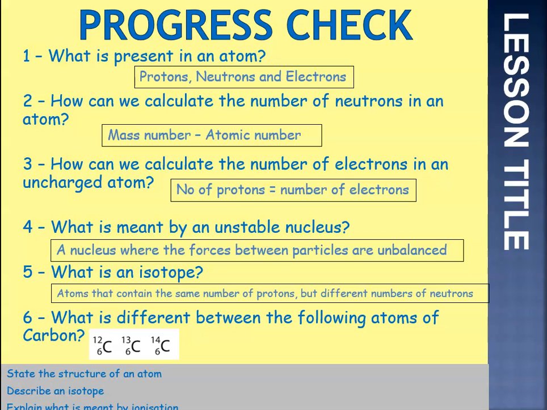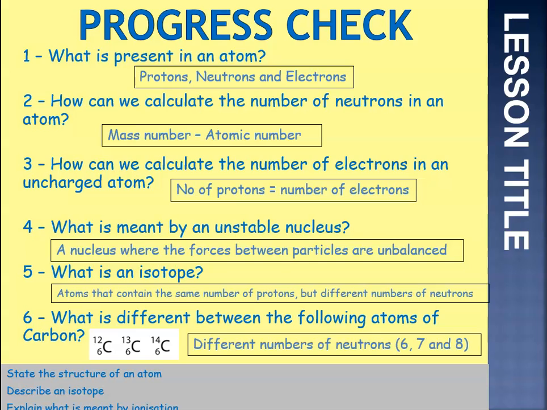Question 6. What's different between the following atoms of carbon? Well, you should notice they are all isotopes. They all have 6 protons but different numbers of neutrons. So they've got different numbers of neutrons, making them isotopes. First one's got 6 neutrons, second one's got 7, third one's got 8.